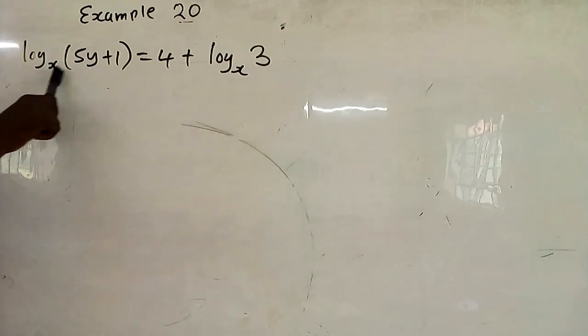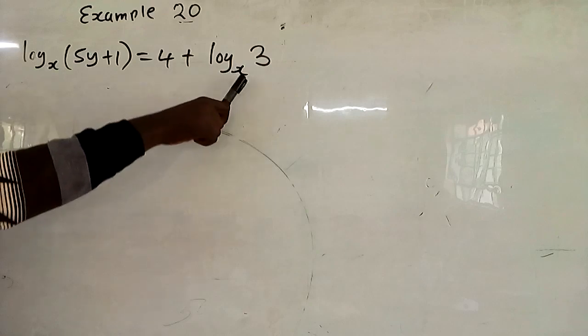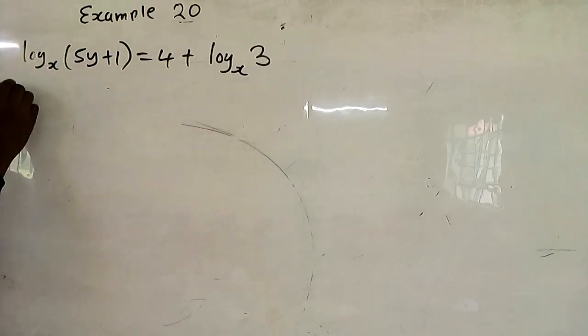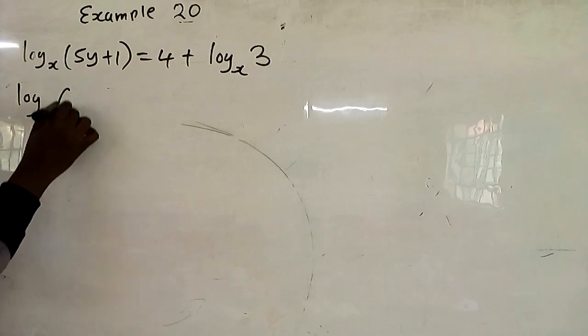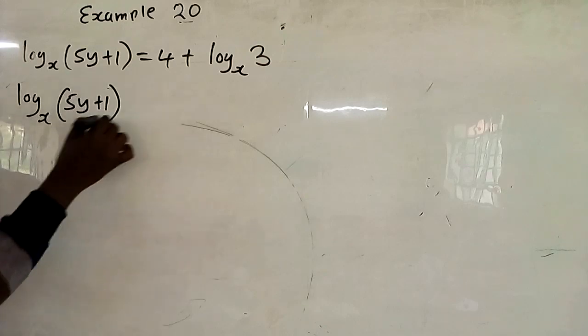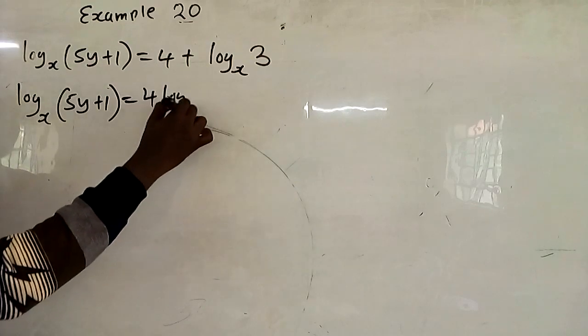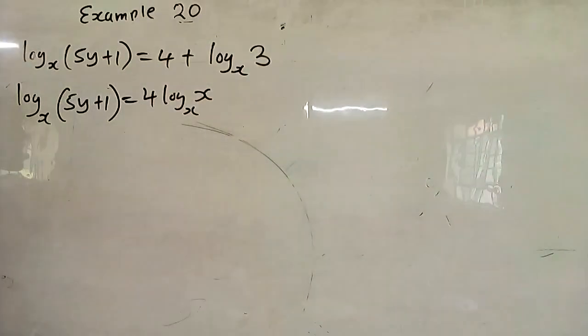So here is base x. This term does not have a log. This is to base x, meaning this term must have a log to base x, isn't it? So what do you do? You introduce the log. So that is where we have log to base x of 5y plus 1 is equal to, here we have 4. Then we introduce log x to base x, because a log of a number to the same base is 1.